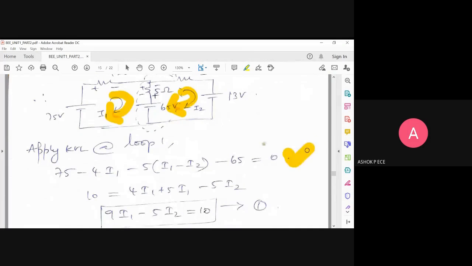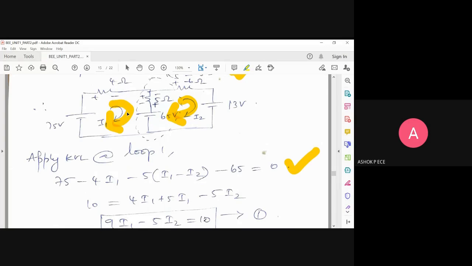Very good. See, I have written the equation. What she said is also absolutely correct. See here, I1 is flowing this way and I2 is flowing this way. So effectively, it is I1 minus I2 because we are considering loop 1. Which loop you consider, that current should dominate. That current will come first.